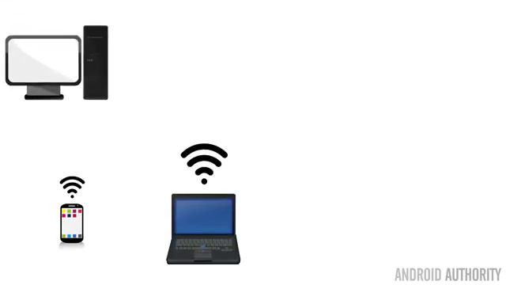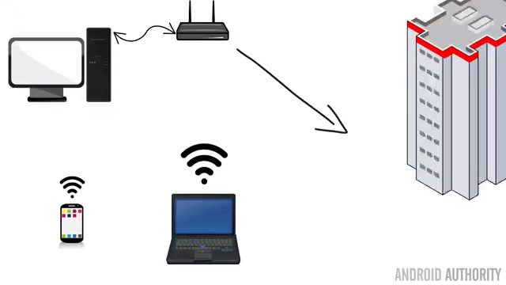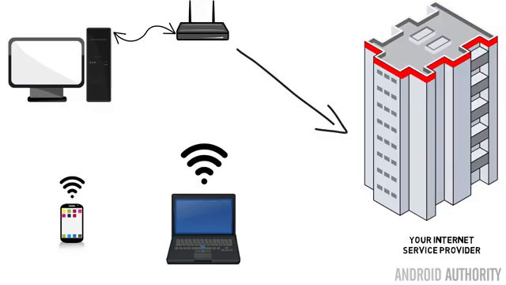Now, before we dive into VPNs, let me tell you a little bit how the internet works. At home, you've probably got some kind of router or modem from your telephone company, from your internet service provider, and then that's connected to your desktop, maybe via an Ethernet cable, to your smartphone over Wi-Fi, maybe to your laptop over Wi-Fi, and so on.